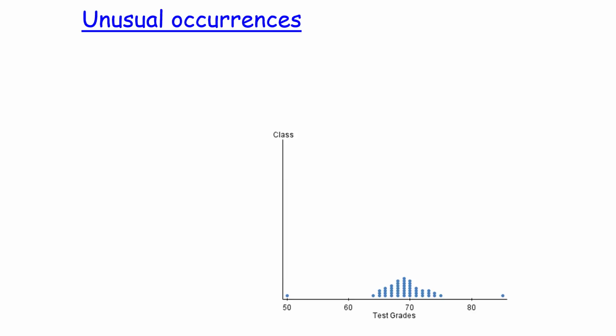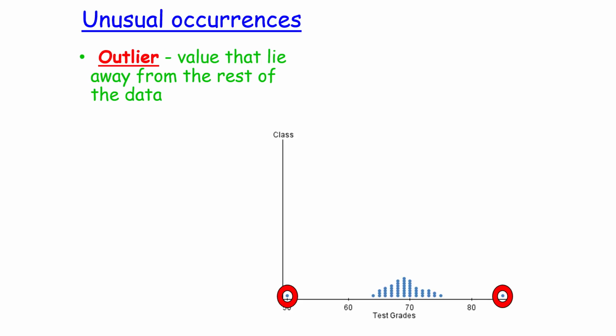Let's talk a bit about unusual occurrences. So here we have a data set. And if you look, you'll see that there are two values that are way out there. We refer to these as an outlier. It's a value that lies away from the rest of the data. Notice that we have gaps. And we can also have clusters.